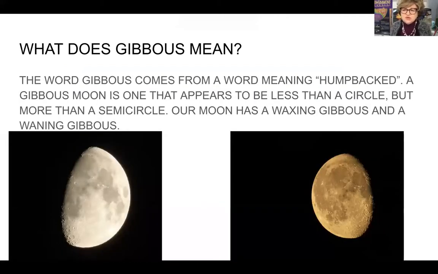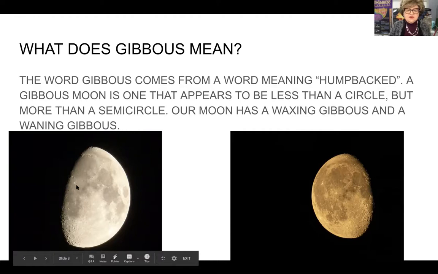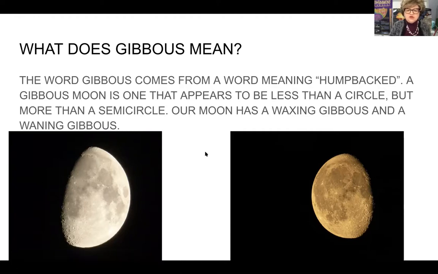Now, what does the word gibbous mean? The word gibbous comes from a word meaning humpback, and the gibbous moon is one that appears to be less than a circle, but more than a semicircle. And our moon has a waxing gibbous and a waning gibbous. So on the left is a waxing gibbous. The illuminated part is growing larger. And on the right, we have a waning gibbous, which means that the illuminated part is growing smaller.